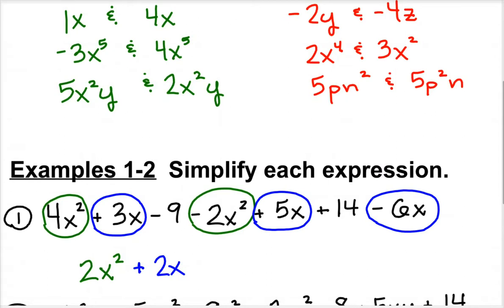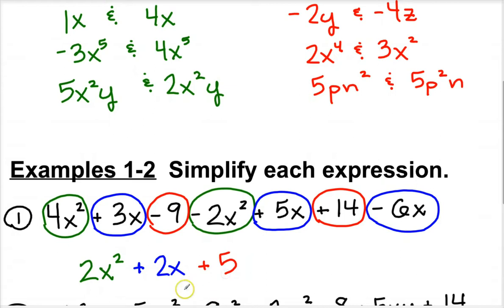Okay, and then lastly, we have a negative 9 that we haven't done anything with yet, and a positive 14. These are also like terms because neither of them have a variable. They're just numbers or constants. So if I take a negative 9 plus 14, that gives me positive 5.